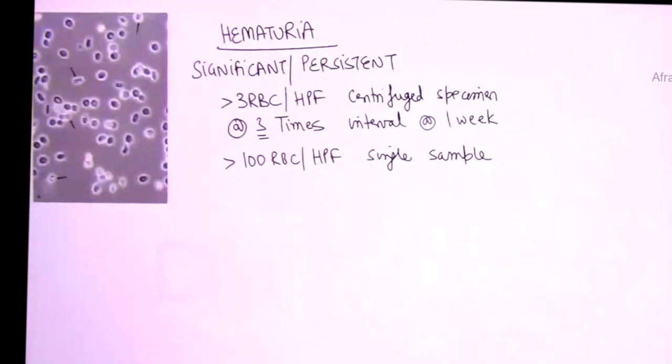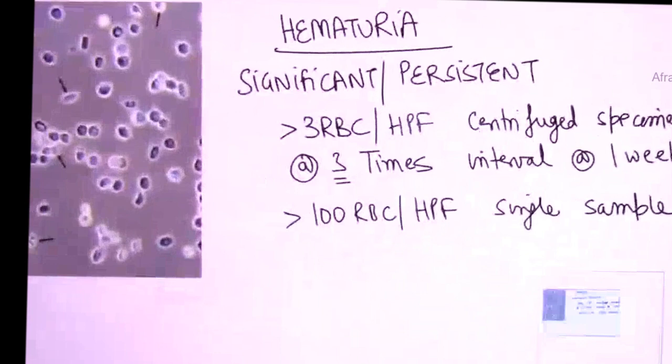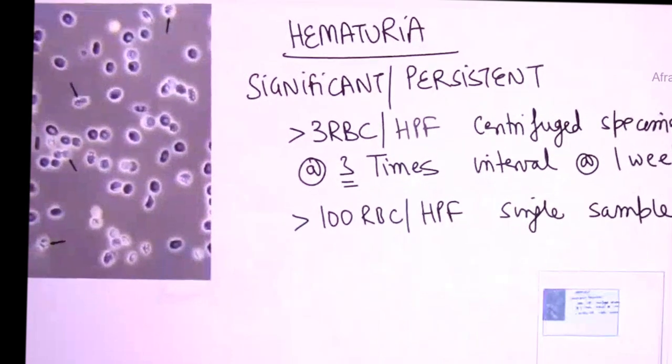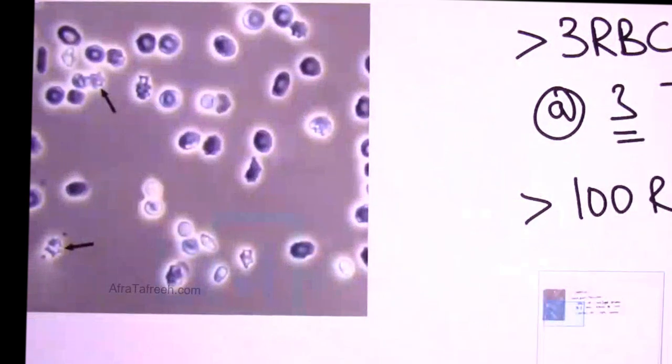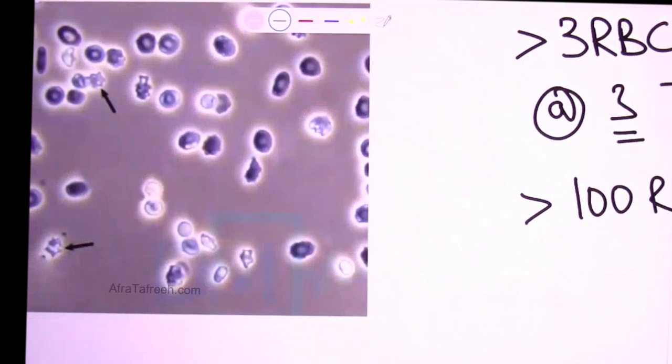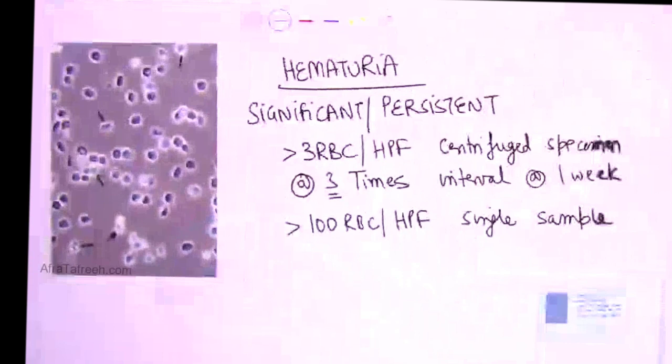If you cast a glance at this image that I have shown before you, you will notice that in the slide a lot of RBCs are found in the urine sample. Some of the RBCs have a very normal shape, but some of the red blood cells have an irregular surface, which are referred to as acanthocytes or dysmorphic RBCs.